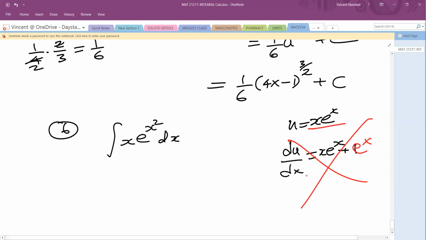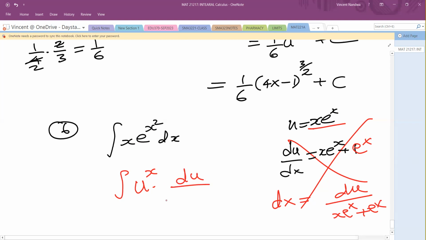Because remember, at the end of the day, once you have this, you need to make dx the subject, which will be, in this case, du over x e power x plus e power x. And then you have to bring in, because you said that u is x e power x, so this integral will be u raised to power x, because there's one x that remained here, multiplied by du over x e power x plus e power x. This was not the objective of mathematics as a course, to complicate life. In fact, what we are creating is now an even more complicated function than the original one. Are you able to see that? So that route will not take us anywhere.